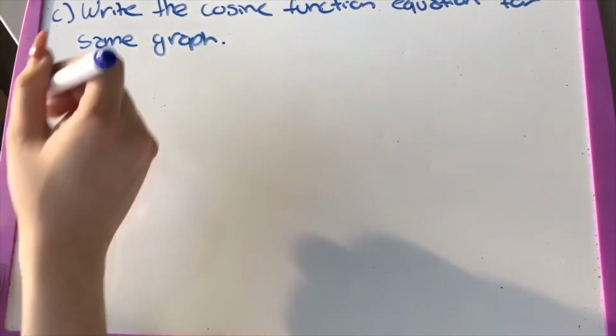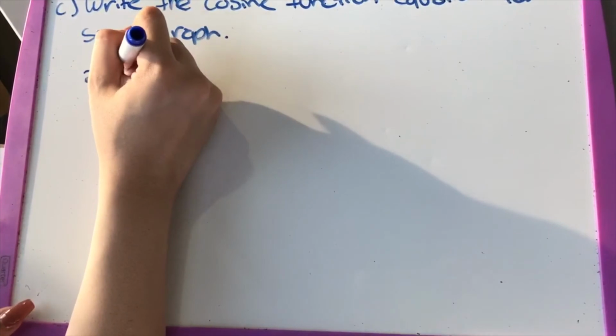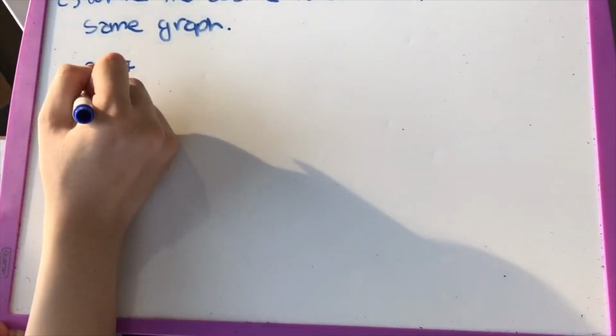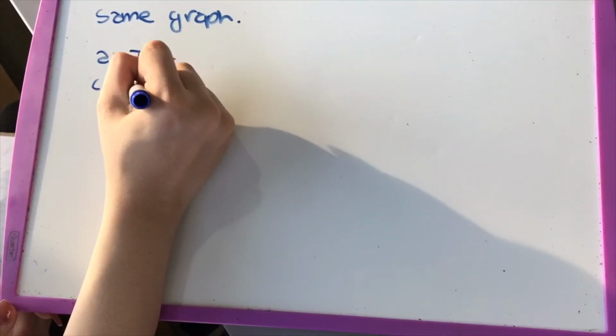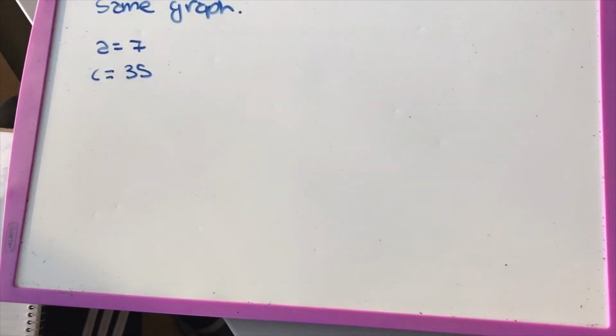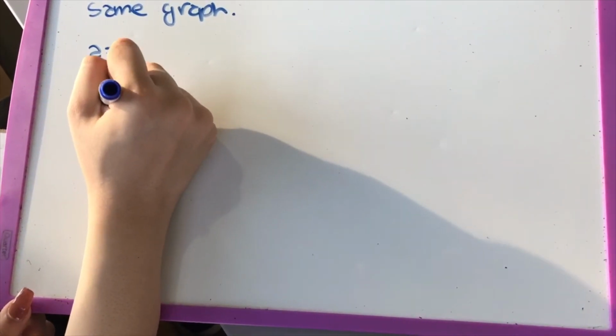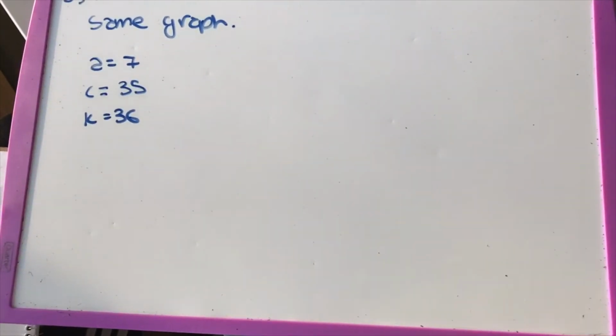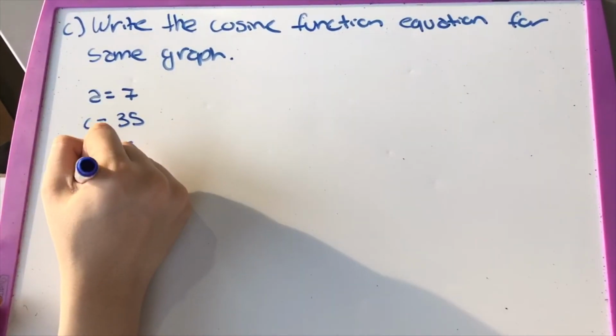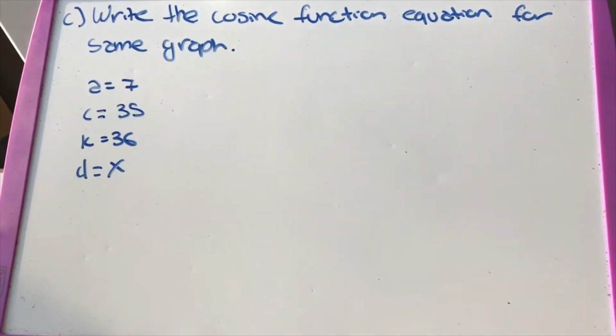So since we already found what our a was, we can just write that down. And we also found our c previously, and that would be 35. We also found our k, our period, which was 36. There is no phase shift in this case because our graph starts at the maximum and cosine always starts at the maximum.